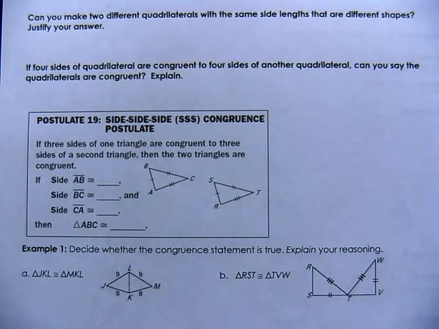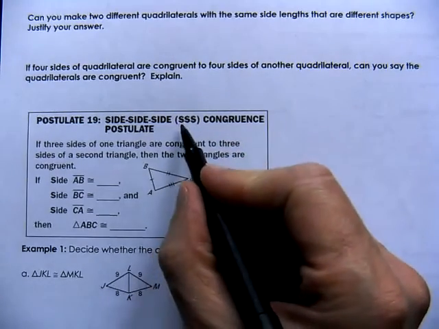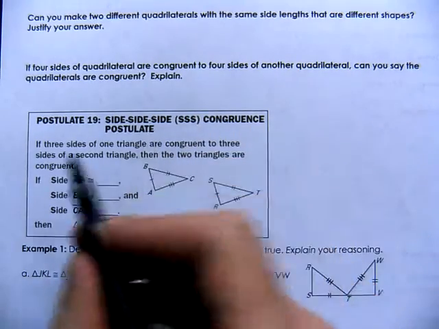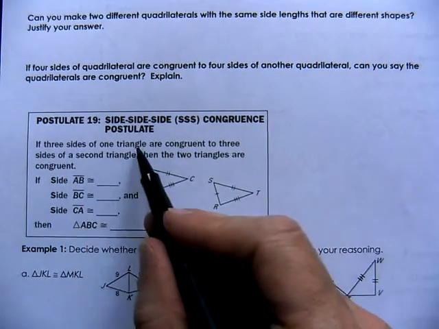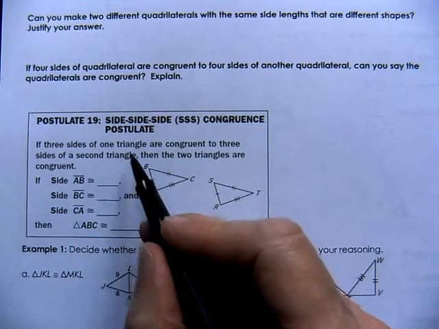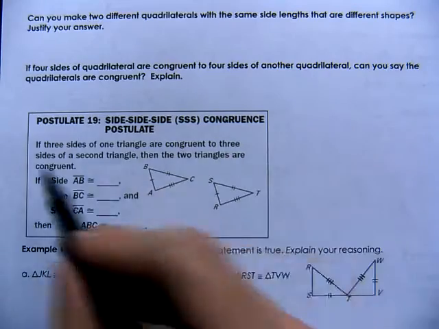This is the summary. We call it the side congruence postulate, and we're going to abbreviate that as SSS. And the idea says if three sides of one triangle are congruent to three sides of a second triangle, then that's enough for us to say the two triangles are congruent.